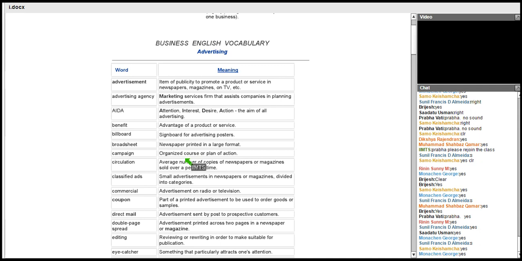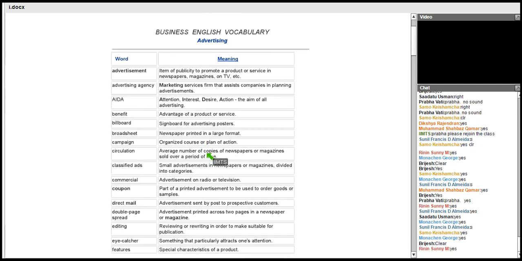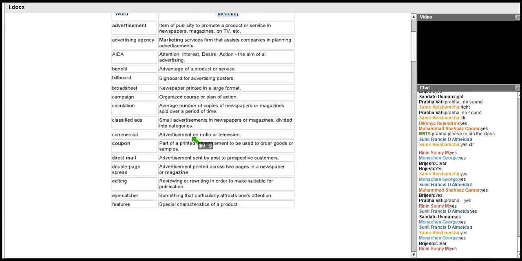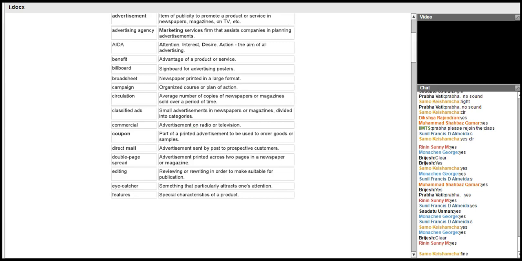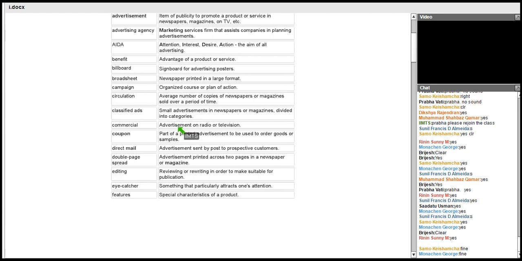Campaign: organized course or plan of action. Circulation: average number of copies of a newspaper or magazine sold over a period of time. Fine? Classified ads: small advertisements in newspapers or magazines divided into categories. Fine? Okay, coupon: part of a printed advertisement to be used in order to order goods or samples.